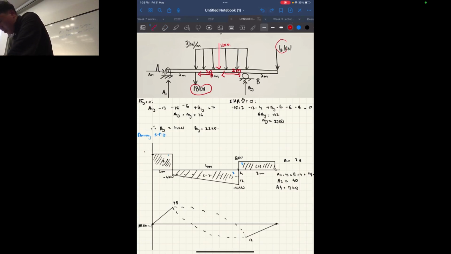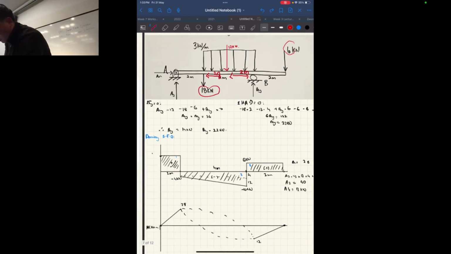But basically, the area of the SFD. So you've got 2 meters there by 14 kilonewtons, so that's going to be 28. So you move up 28, and that's positive because it's above the x-axis, 28 there.